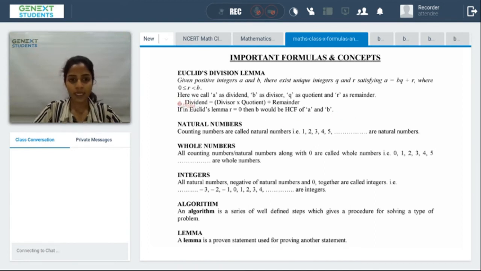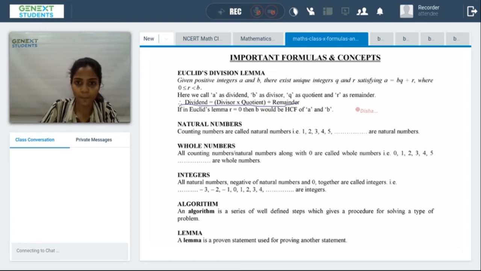As we started this lecture, dividend is equal to divisor into quotient plus remainder, right? We have been using this since a long time, from when you were very small. In Euclid's lemma, the dividend is written as A, the divisor as B, the quotient as Q, and the remainder as R. That's the only thing. This is a very, very important thing.